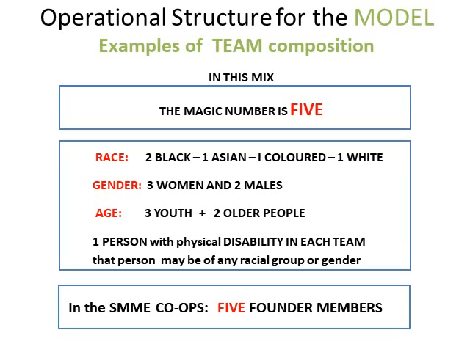Gender must be 3 women and 2 males, as a predominantly female drive as guided by the government. Look at the age content: 3 youth and 2 older people. All of these need to be part of this mix, formed in different ways. We have to have 1 person of impaired ability in each team. That has to be there. It's a part of the program. And that person may be from any racial group or any gender.